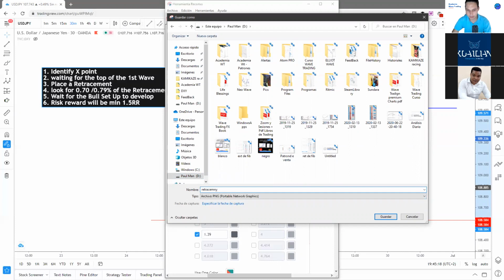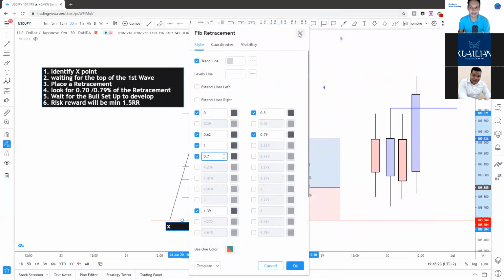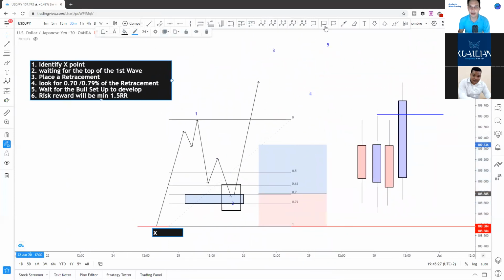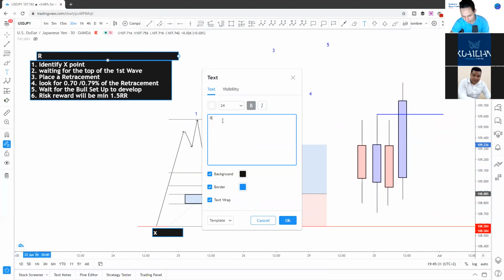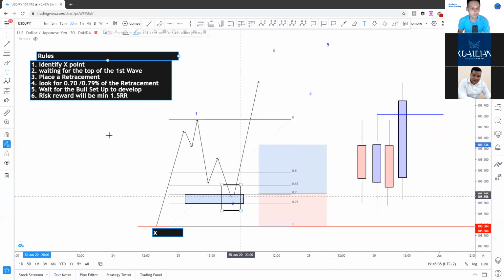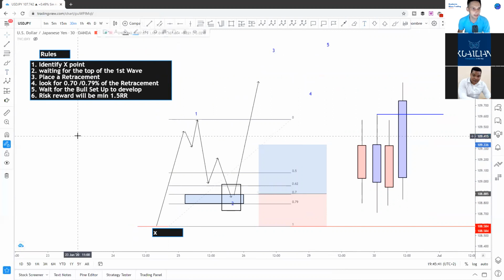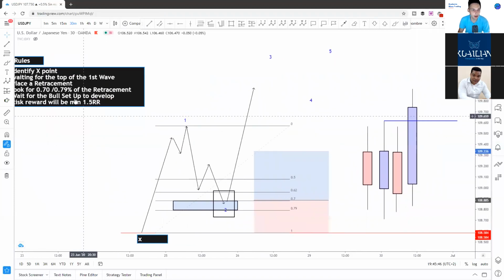Retracement here. And we have here, also very important, the setup, the rules. It's quite nice, man, because if we are following the rules, we are going to do great. If we're not following the rules, we are just looking for luck or something like that.